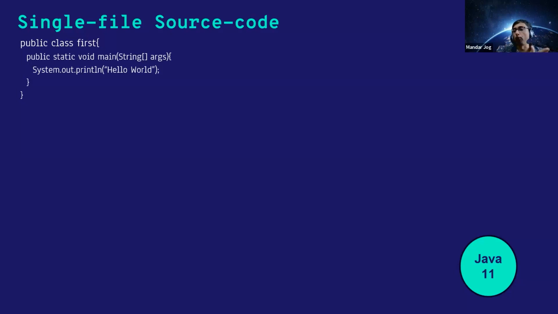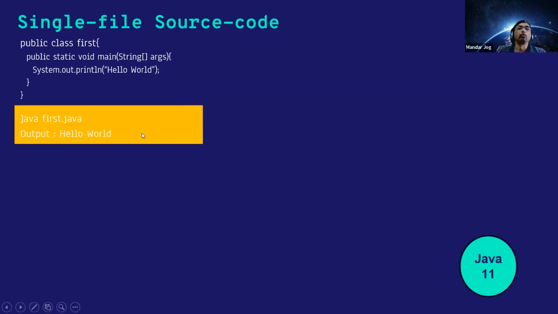From Java 11 onwards, you don't have to do that. You just write your code, go into the console, and on the console you just provide java first.java. This is different from what we have done traditionally. Even on the IDE, compilation and execution happen at the same time. Similar to that, here you say java first.java, and the output will be hello world. So internally, all the things have been taken care of. As I told you, it is a more simplified way to work.